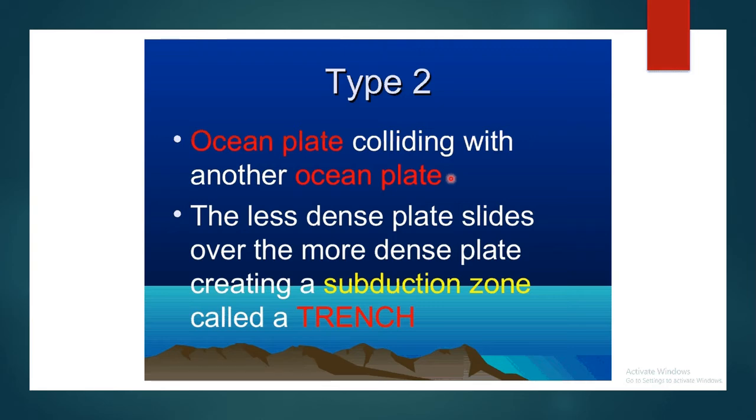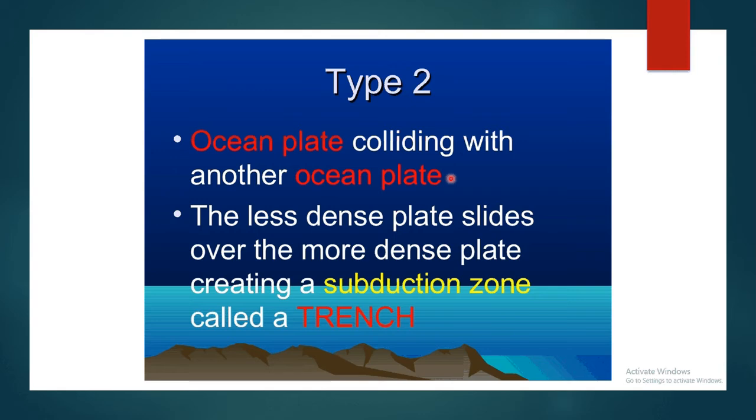Okay, so continuing from there, the second type is a collision of an oceanic plate and an oceanic plate. So we just had an oceanic and a continental. Now we have an oceanic and an oceanic. So the less dense plate of the two will slide over the more dense plate.